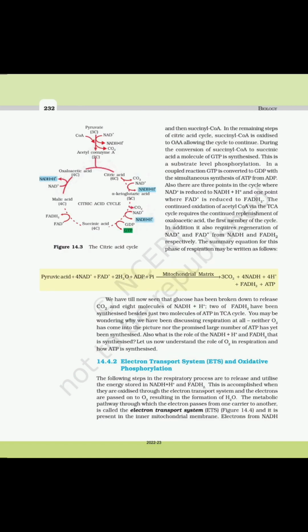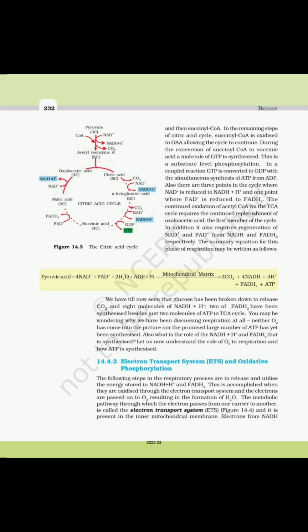In the remaining steps of the citric acid cycle, succinyl CoA is oxidized to OAA, allowing the cycle to continue. During the conversion of succinyl CoA to succinic acid, a molecule of GTP is synthesized. This is a substrate-level phosphorylation. In a coupled reaction, GTP is converted to GDP with the simultaneous synthesis of ATP from ADP. Also, there are 3 points in the cycle where NAD+ is reduced to NADH + H+, and 1 point where FAD+ is reduced to FADH2.